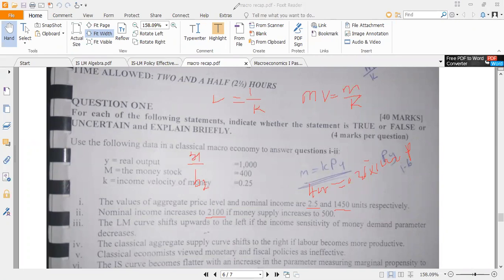Again, please. The LM curve becomes steeper if the income sensitivity of money demand parameter decreases. True. Why is it true? You state it and then you give an explanation, right? So why is it true?